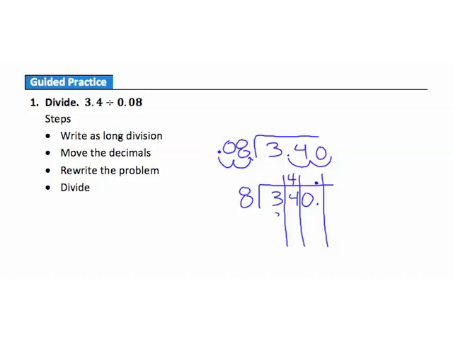4 times 8 is 32. Subtract, get 2. Bring down the 0. 8 goes into 20 2 times. I get a 4. Now, we don't want to write that as a remainder. What we want to do is add a 0. Bring that 0 down. And so now we're going to divide 8 into 40. And 8 goes into 40 5 times. So when I do this division problem, 3.4 divided by 0.08, I get the final answer of 42.5.